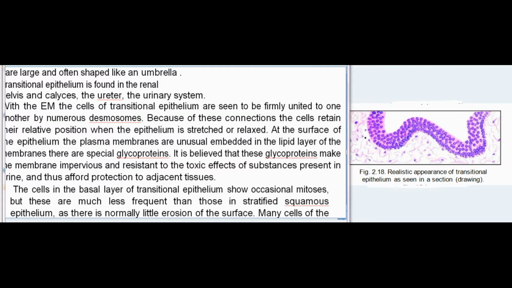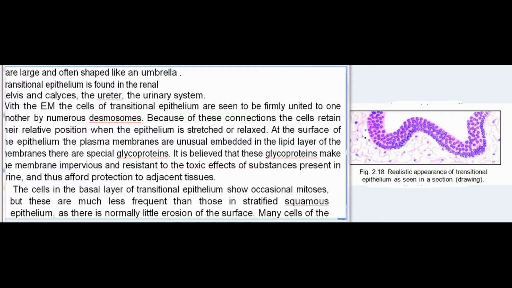Transitional epithelium is found in the renal pelvis and calyces, the ureter, the urinary system. The cells of transitional epithelium are seen to be firmly united to one another by numerous desmosomes. Because of these connections, the cells retain their relative position when the epithelium is stretched or relaxed.